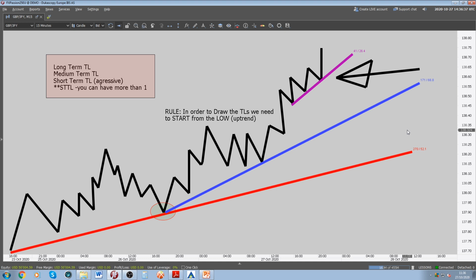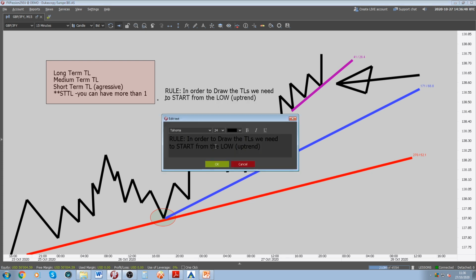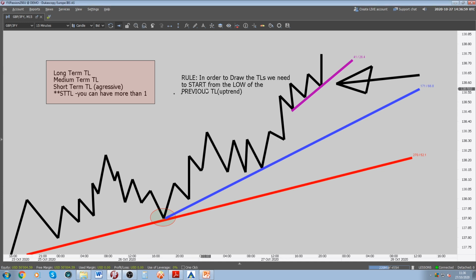Is the pink line, the violet one, starting from the low? So, see everybody, it's my mistake, right? It's not enough. It should start from the low of the previous trend line. My bad, everybody. Now it's better. No, I think no. Okay, very good. So correct everybody, congratulations, it's no.